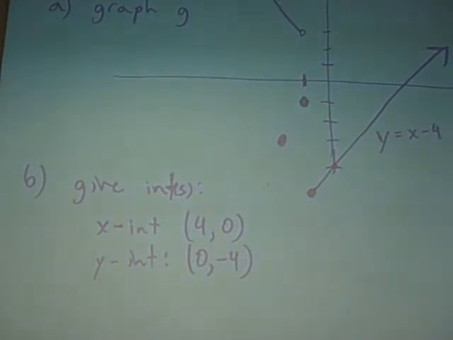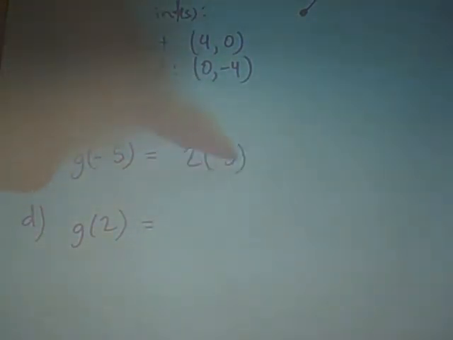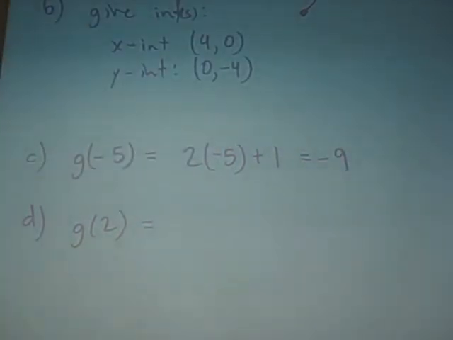G of negative 5. We're going to find g of negative 5 and g of positive 2. G of negative 5 we plug into the top one. So it's 2 times negative 5 plus 1. So you get negative 10 plus 1 is negative 9. And then g of positive 2 we plug into the bottom one because that's a number bigger than negative 1. So I put in 2 minus 4, which is negative 2.